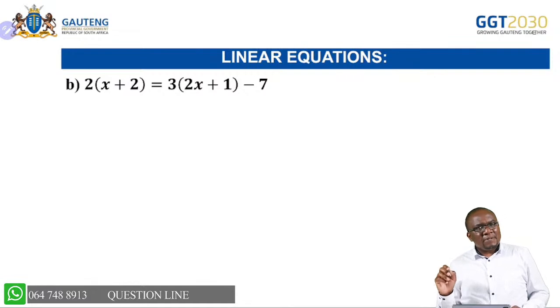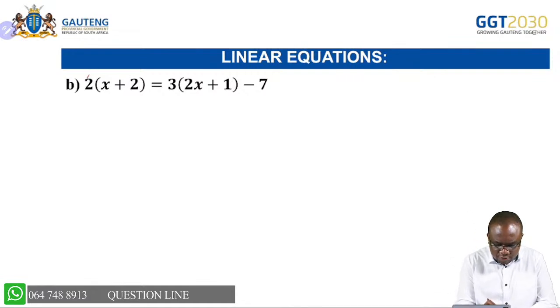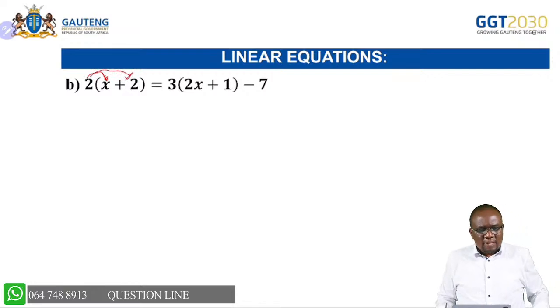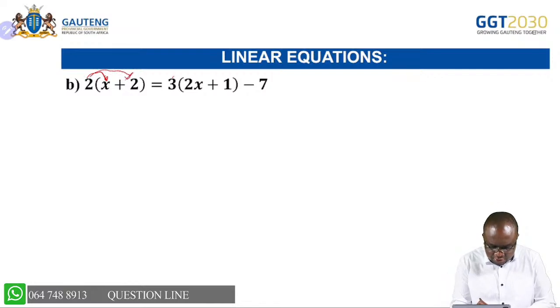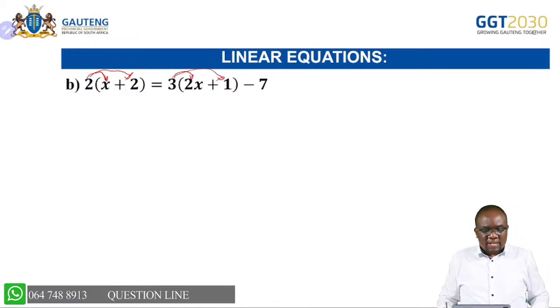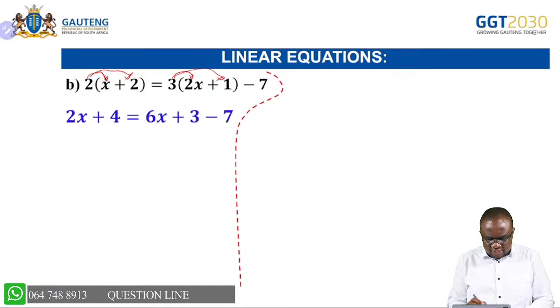Distribute. Let's remove the brackets. Right, distribute 2 times x, 2 times 2. That is 2x plus 4 is equal to 3 times 2x, 3 times 1. And then what do we get? We get something like this. Do you see that? Okay, 2 times x, 2x, 2 times 2, 4. 3 times 2x, 6x, 3 times 1, 3, and then minus 7.